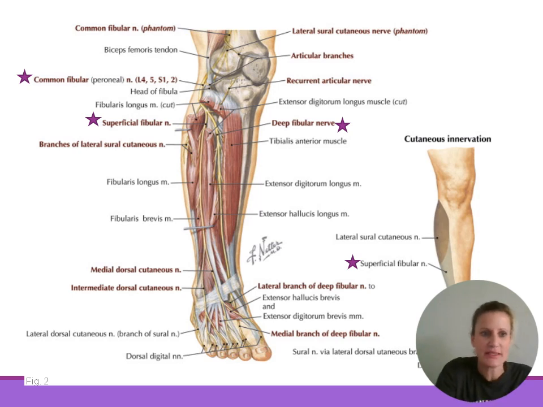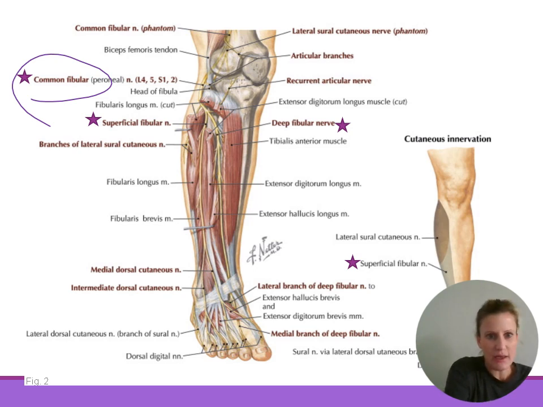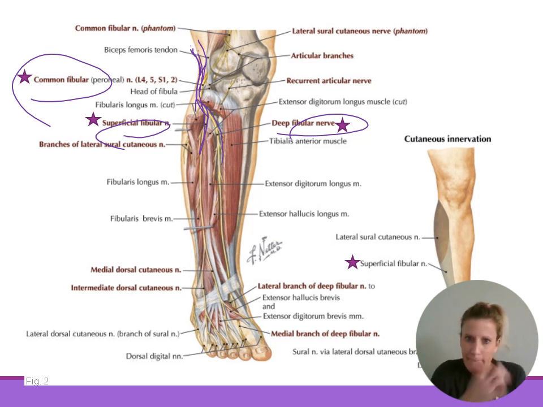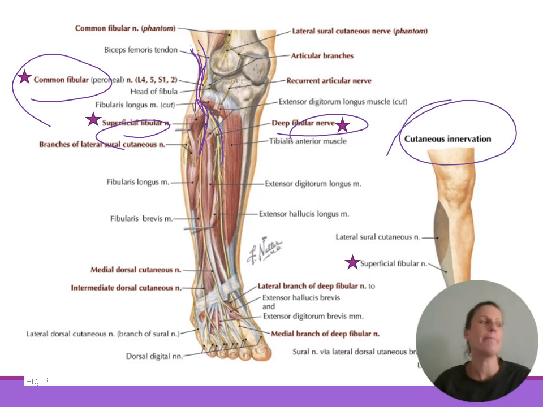So here on this one, same thing, I've starred the common fibular nerve. You can see it coming back around, from the posterior lateral aspect of the knee, and wraps around the fibula, and then you can see it splits into the superficial fibular nerve and the deep fibular nerve. This is showing us the cutaneous innervation, but again, that's not quite as precise as the muscle involvement.